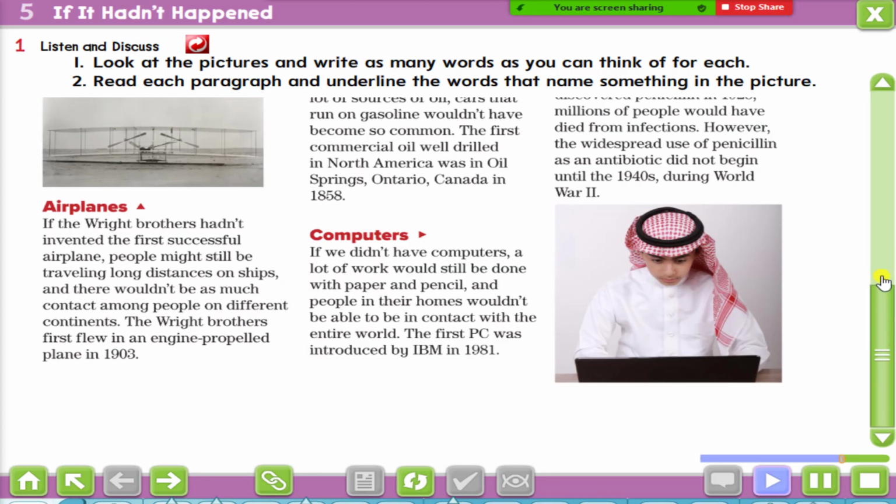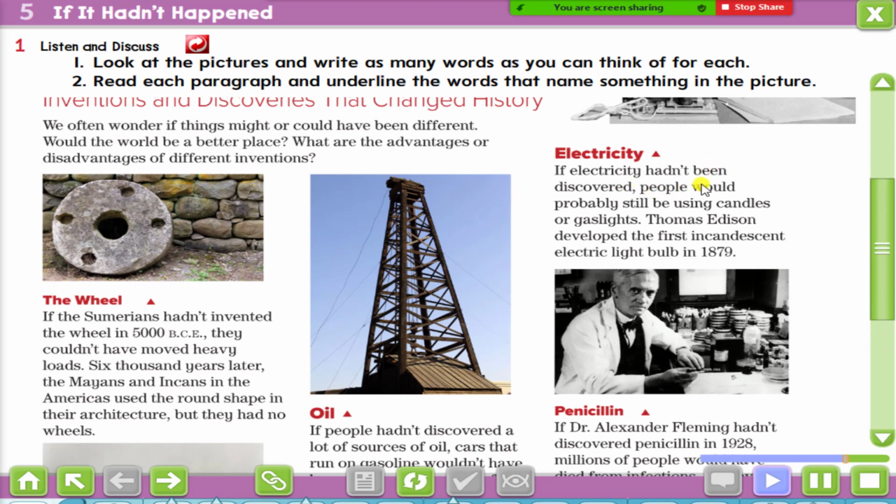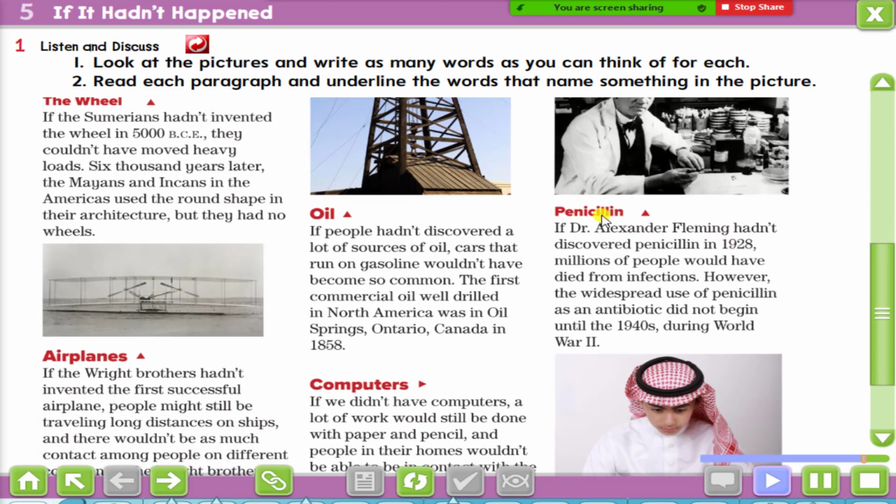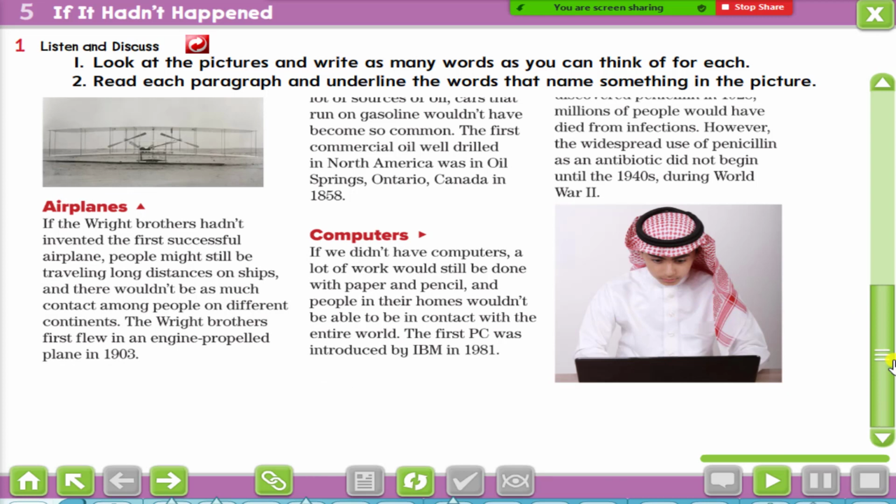Electricity. If electricity hadn't been discovered, people would probably still be using candles or gas lights. Thomas Edison developed the first incandescent electric light bulb in 1879. Penicillin. If Dr. Alexander Fleming hadn't discovered penicillin in 1928, millions of people would have died from infections. However, the widespread use of penicillin as an antibiotic did not begin until the 1940s during World War II.